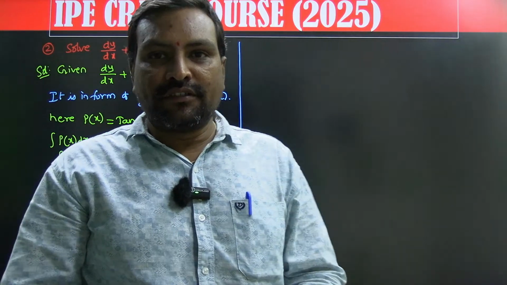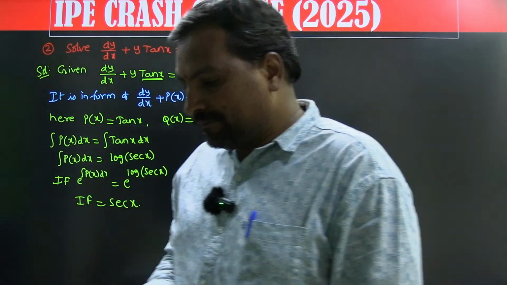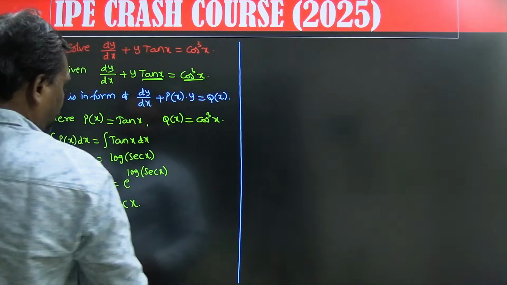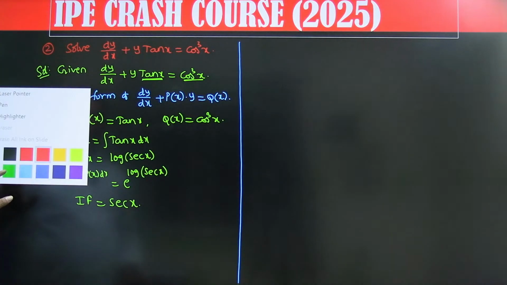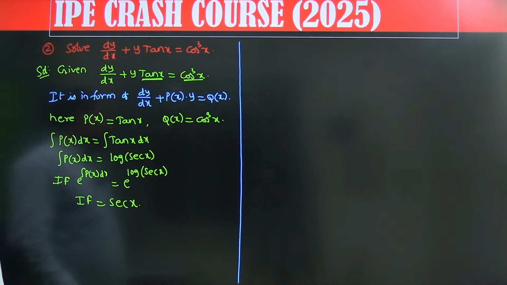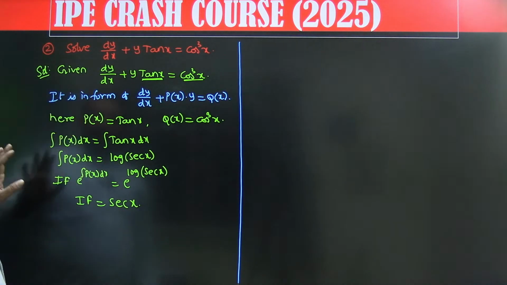Sorry for the technical issue. Sorry for the disturbance. So we'll continue. Here we have found the integrating factor, secant x. Now we are going for the solution of this one.